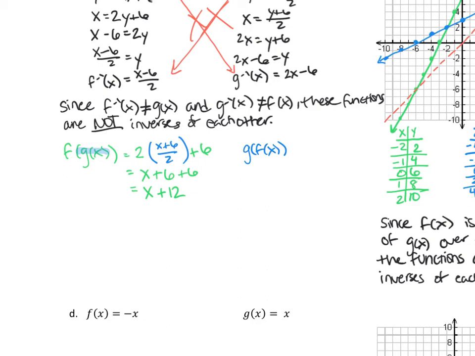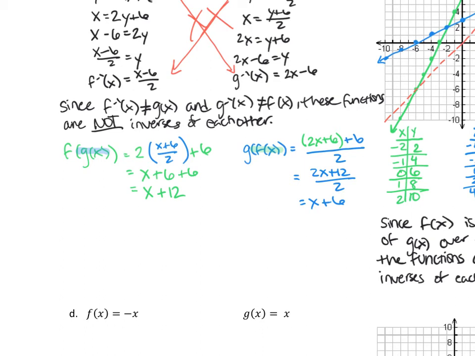With g of f of x. We're now going to plug f of x inside of our g of x. So we're going to have 2x plus 6 plus 6 in my numerator over 2. When I take a look here, we got 6 plus 6. So my numerator is 2x plus 12 over 2. When I divide everything by 2, I get x plus 6. So again, it's not just x. Everything wasn't able to undo itself.